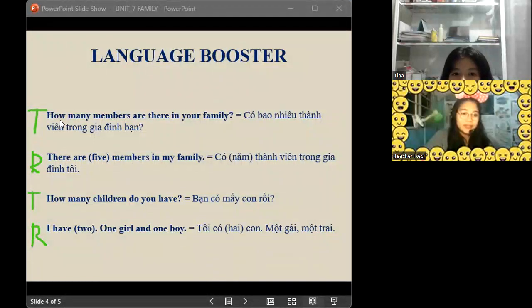How many members are there in your family? There are five members in my family. How many children do you have? I have two. One girl and one boy.